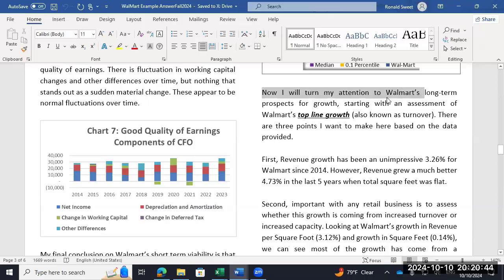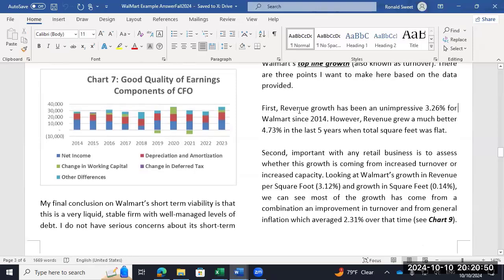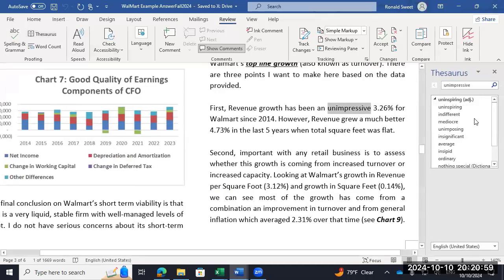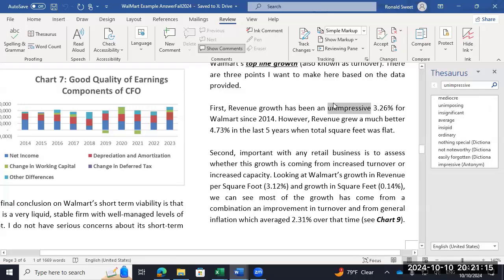So now I want to turn my attention to the long-term prospects for growth, starting with top line growth. Revenue growth has been, I use the word unimpressive. What else could you have used? Uninspiring, indifferent doesn't work. Mediocre, unimposing, that doesn't really work. Insignificant, average doesn't work. Insipid, don't use insipid. That's showing off. Ordinary doesn't really work. I use the word anemic sometimes.